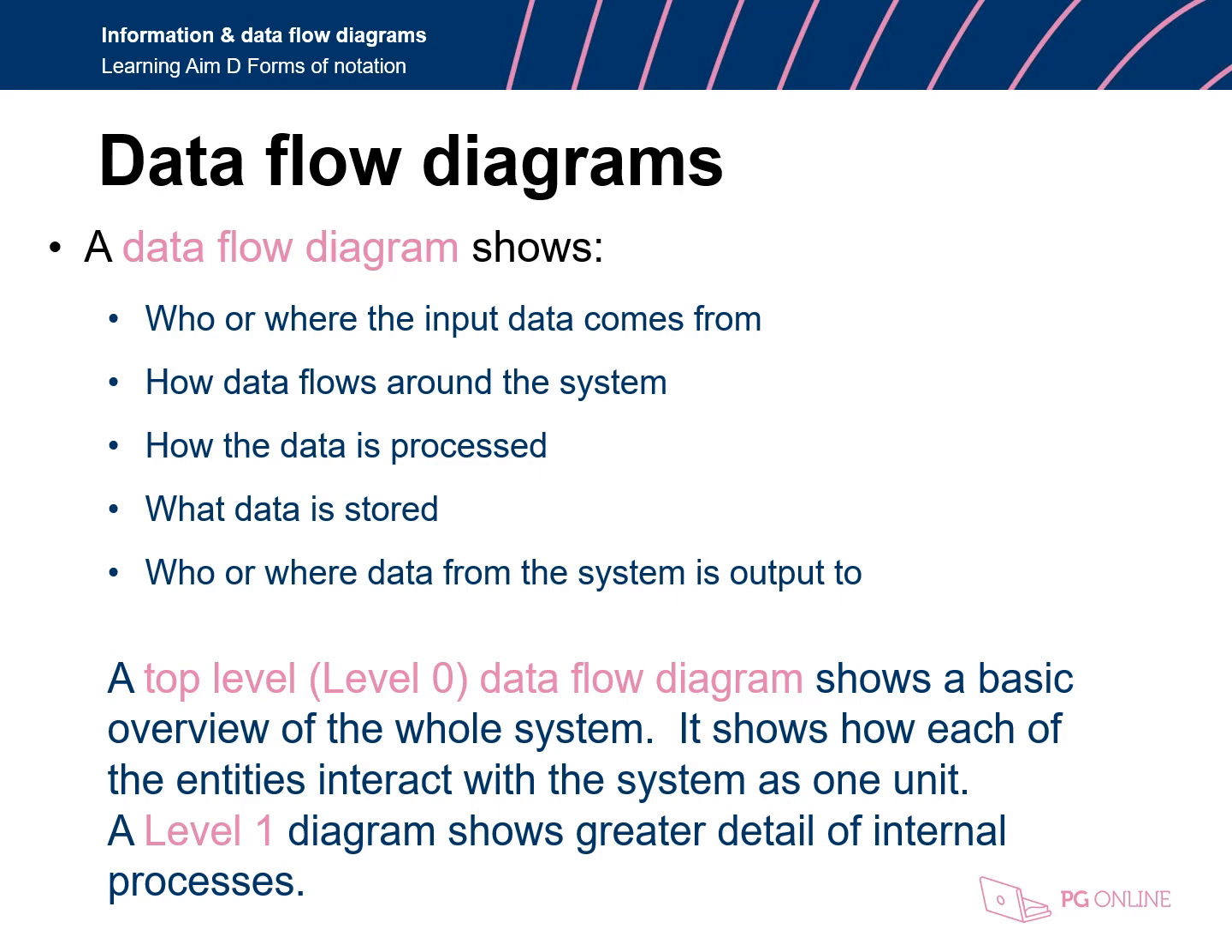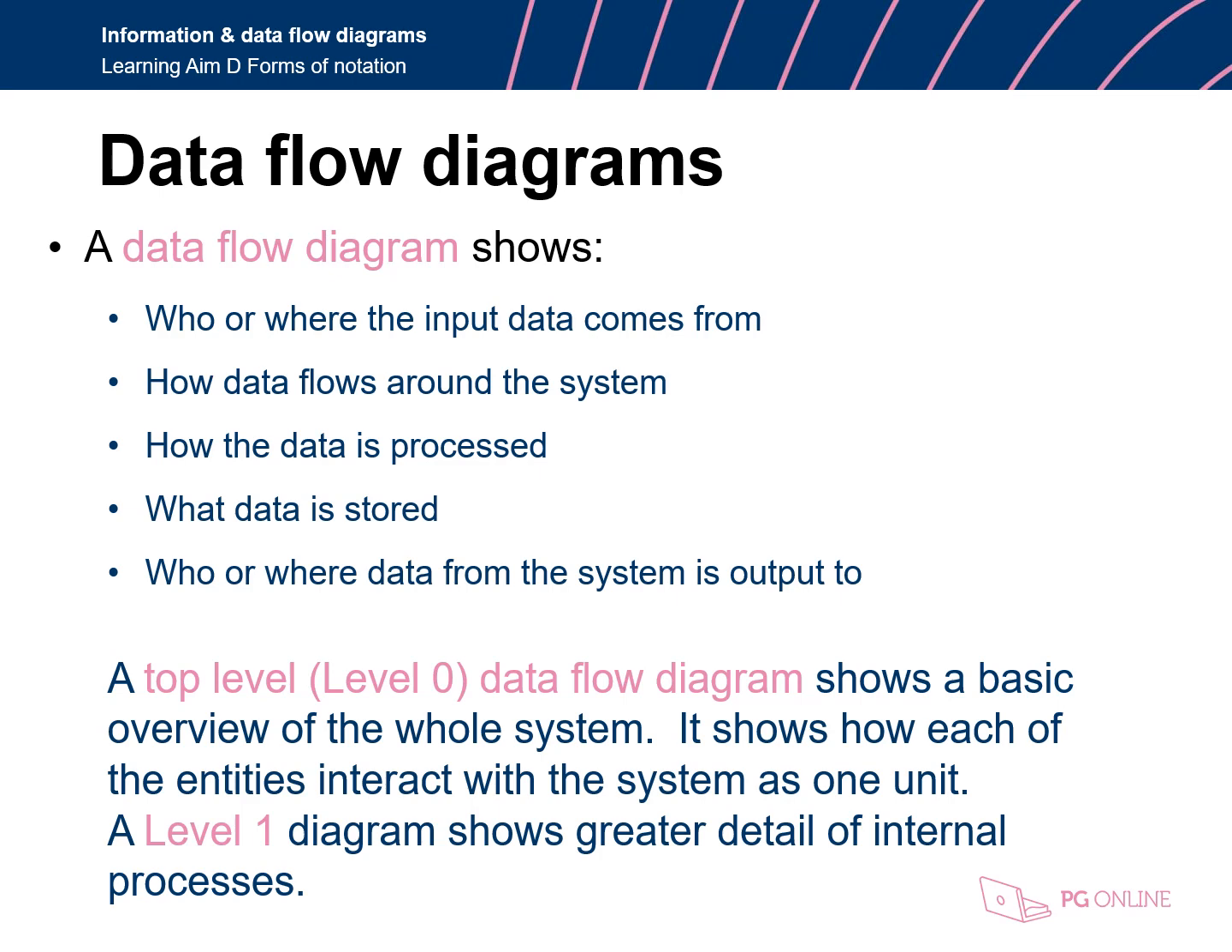Firstly, let's consider what a data flow diagram is. Now, these will show us who or where the data has come from and how that data flows around the system diagram. We can then work out how the data that has been inputted can be processed, and once processed, how it can be stored, whether that's digitally or manually. And who or where the data from the system is output to. So where does the data actually end up?